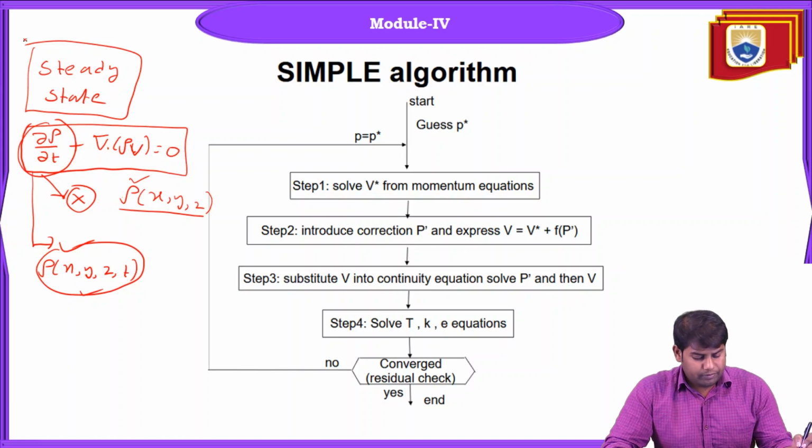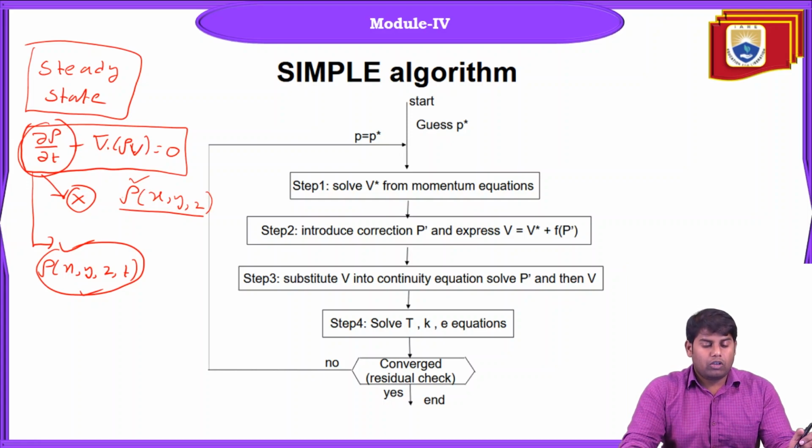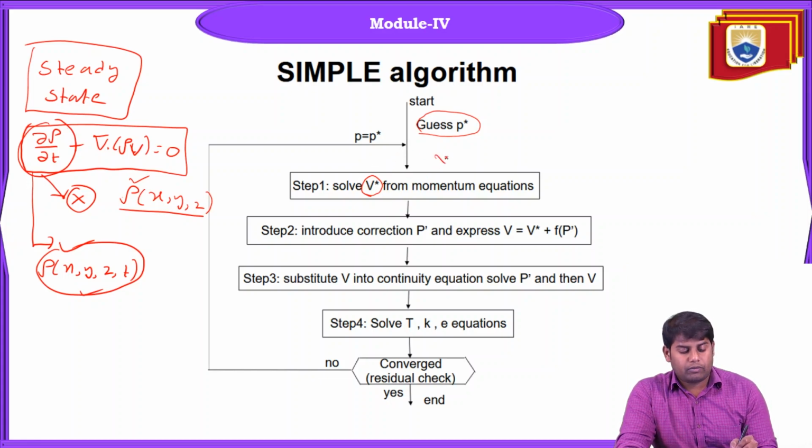In the SIMPLE algorithm, which is the semi-implicit method for pressure linked equations, what we have seen is a guess value initially of the pressure. P star is nothing but the initial guess value. When we substitute it in the x momentum equation and y momentum equation, we will get the value of V star.